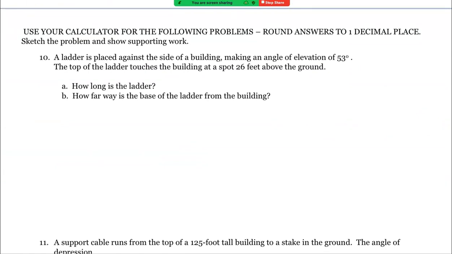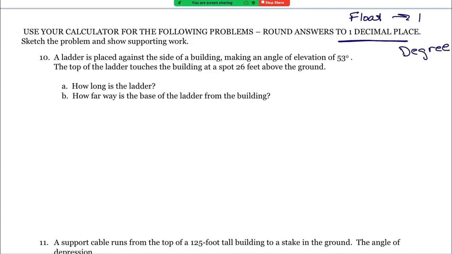Looking at 10, I see I have a ladder problem. I also see they want me to round my answers to 1 decimal place. So take your calculator off float and put it to 1. I see right here I have degrees, so I'm going to be in degree mode. So you have to be the master of that calculator.